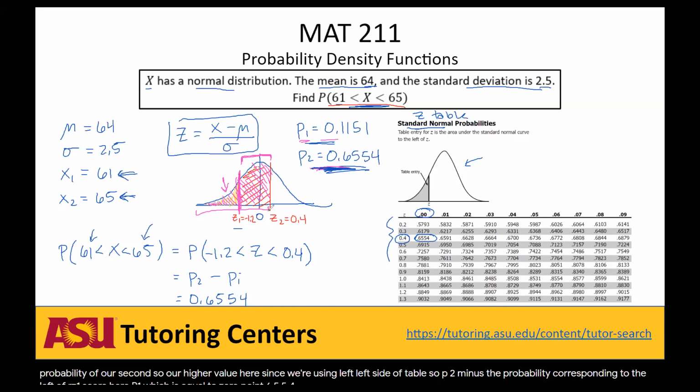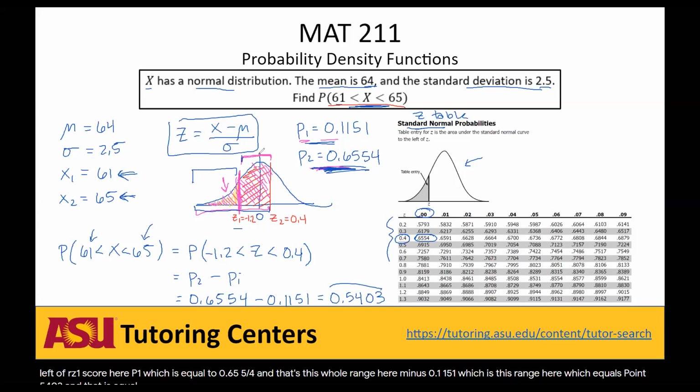0.6554, and that's this whole range here, minus 0.1151, which is this range here, which equals 0.5403. And that equals this range that we were looking for here. So that is our answer. That is the probability that X is between 61 and 65. That's what we're looking for.